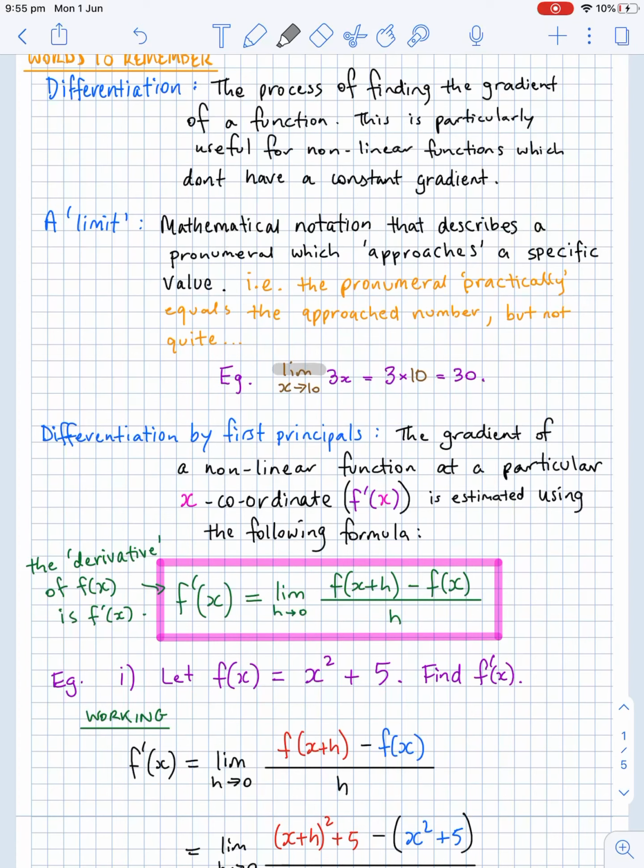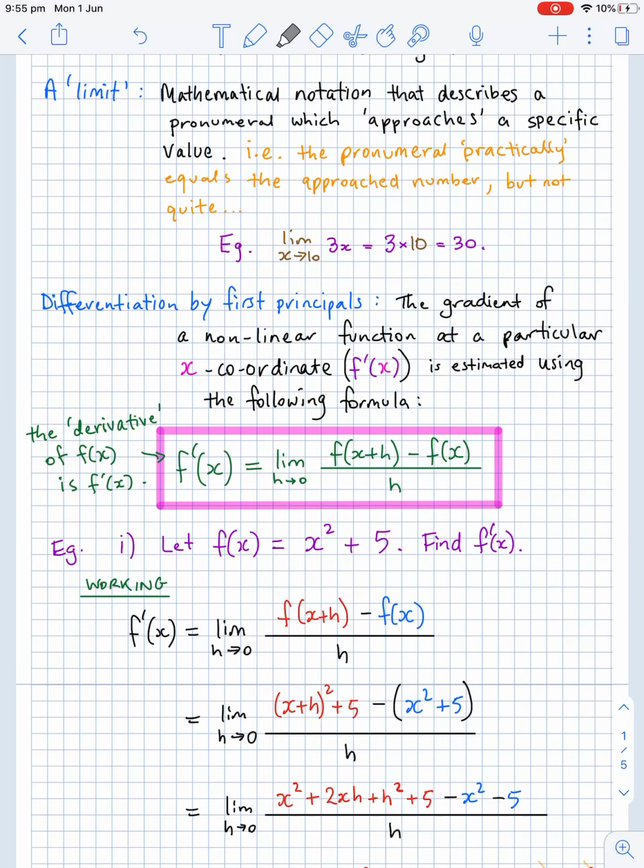So lim means limit: the limit as x approaches 10, like x with an arrow towards 10, of 3x. So that x is practically equal to 10, but not quite. It's super close to 10, it approaches it, but it's not quite there. But we can practically treat that x as a 10. So it's 3 multiplied by 10, and that is 30. So the idea is that as x approaches 10, 3x approaches 30. That's the idea of a limit.